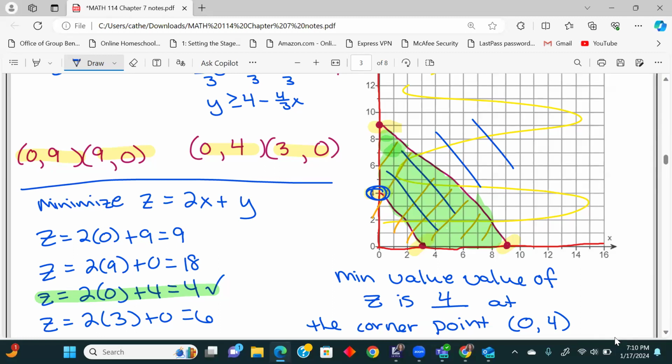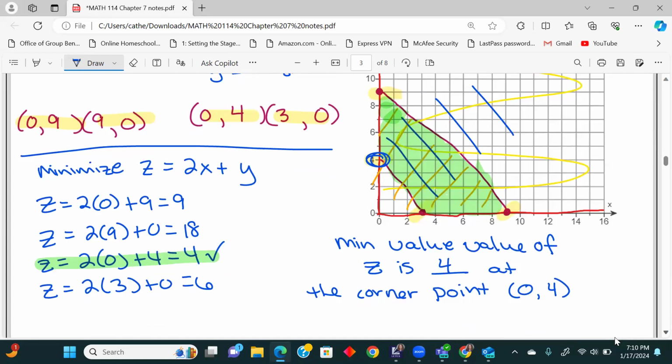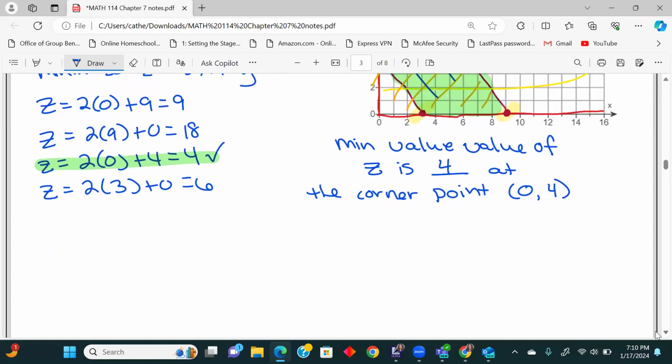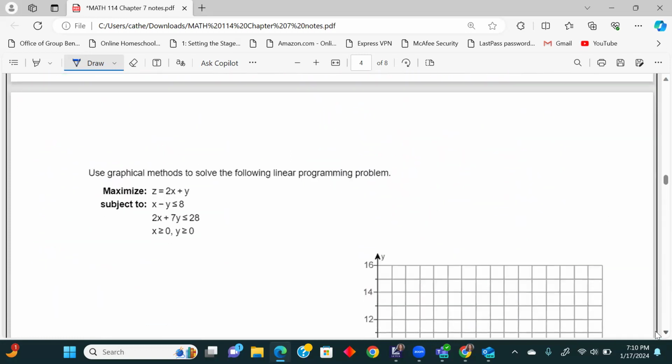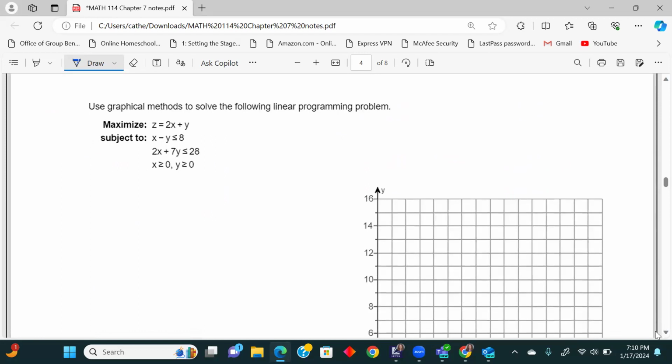These are long problems for this section, so we've got 3 more to go. Let's go down. Again, you can always pause this if you need to, like maybe work the problem and then come back and work on the next one.